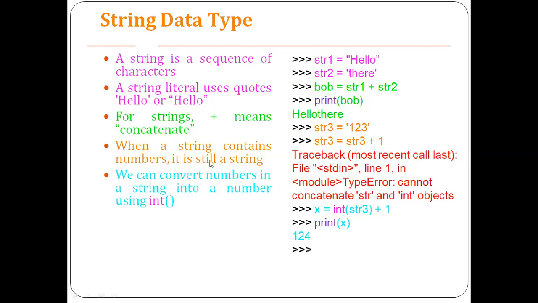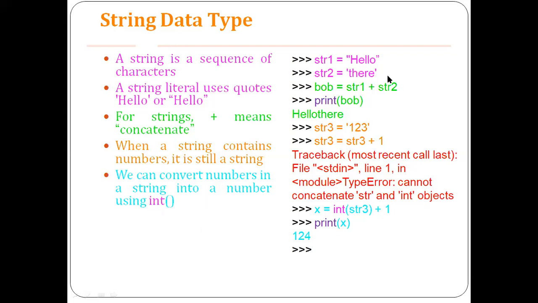When a string contains numbers, it is still a string. Even if you have numbers within a given string, it is still treated as a string itself, so it is not considered a number. We can convert numbers in a string into a number using integers. If you have initialized a string that basically contains an integer and you want to convert the string into an integer, you can use a function called int to convert the string into an integer.